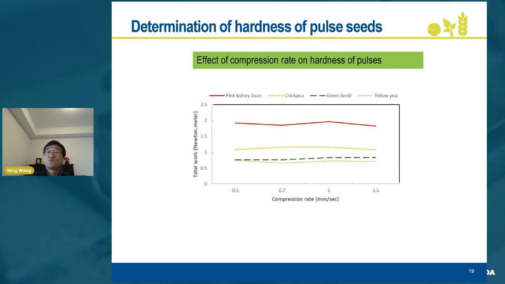So we started to investigate the effect of compression rate on the hardness of pulses. This graph shows the hardness of different pulses determined at different compression rates. The results show that there's no significant effect of compression rate on the hardness of different pulses. Therefore, we just chose 1 millimeter per second in all the testing.